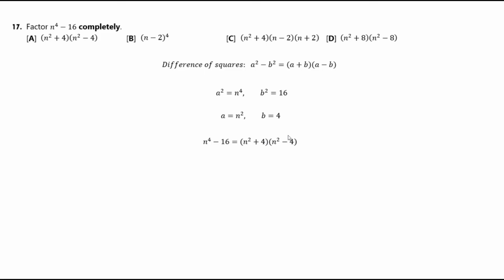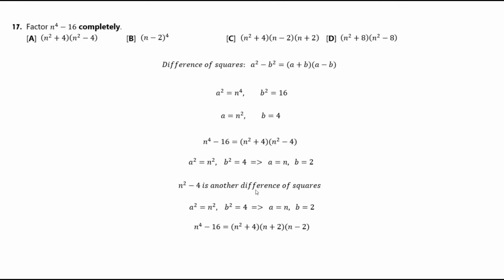However, we're not done yet here, because the answer looks like it's done, but it's actually not, because it wants us to factor completely. Remember that n squared minus 4 is also a difference of squares. So since that's a difference of squares, we need to go ahead and use the same formula. In this case, a squared is n squared, and b squared is 4. So a has to equal n, and b has to equal 2.